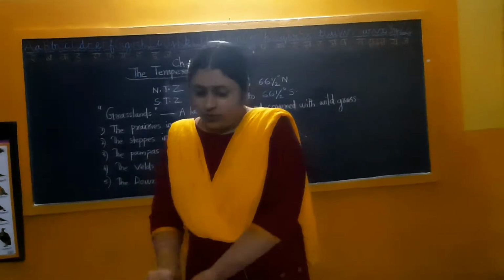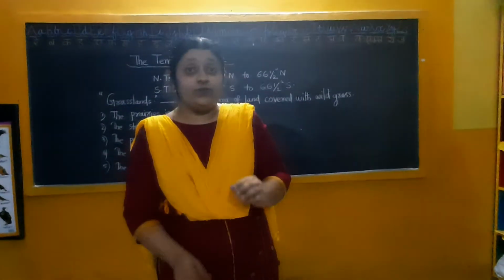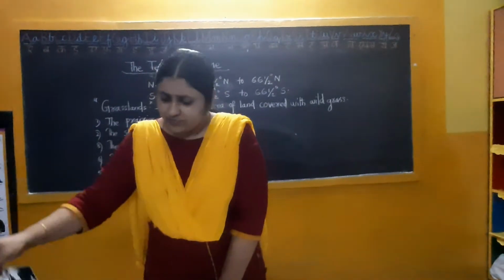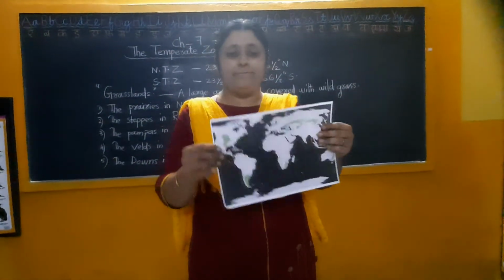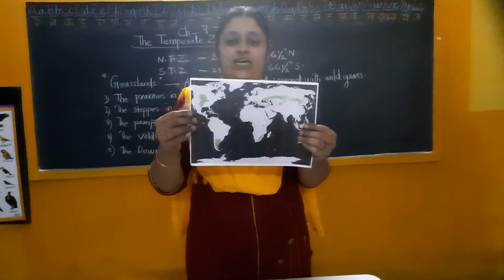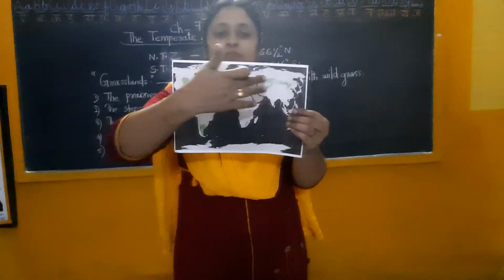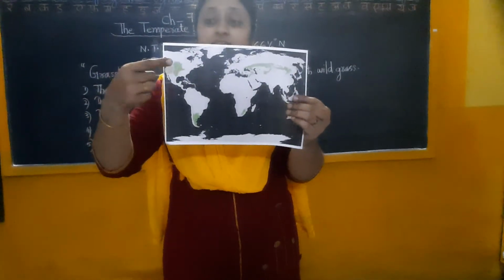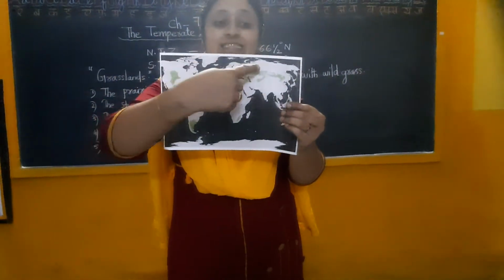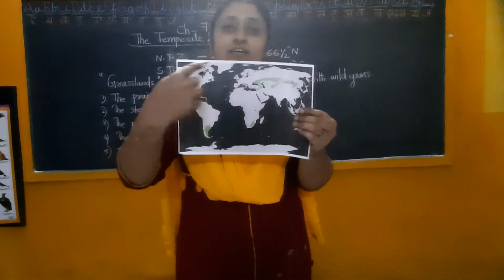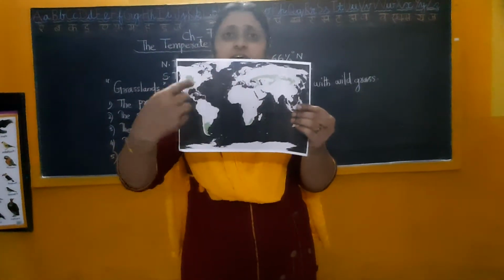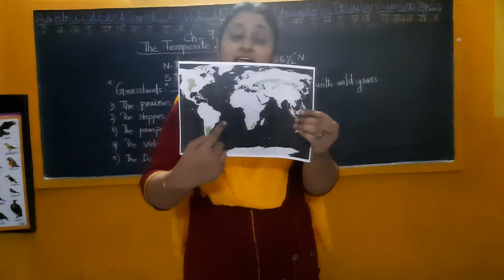Now we will learn the specialities of these grasslands. Again I am taking this map. Here we can see these two grasslands are in the northern hemisphere, that is prairies and steppes. These two are in the northern hemisphere, and the others are in the southern hemisphere.